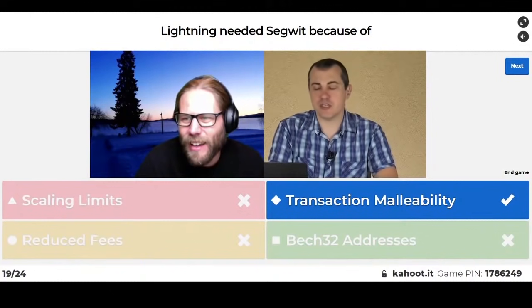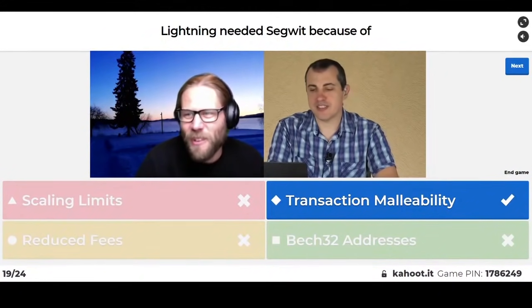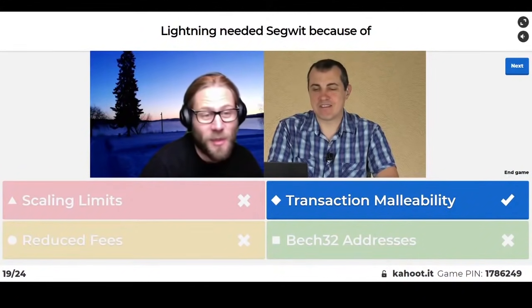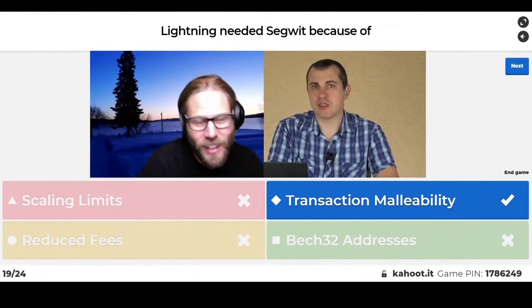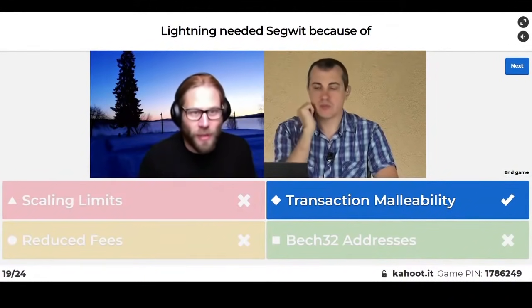Do you want to try explaining it quickly? People in the chat are quite good. One person raises his hand, and another person says it's because it can't chain unconfirmed transactions, and that's exactly the reason. Yes. But maybe for those people who don't understand this, we elaborate what this means.